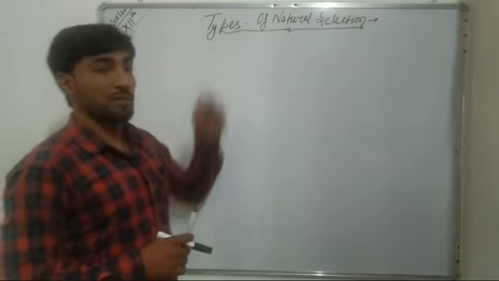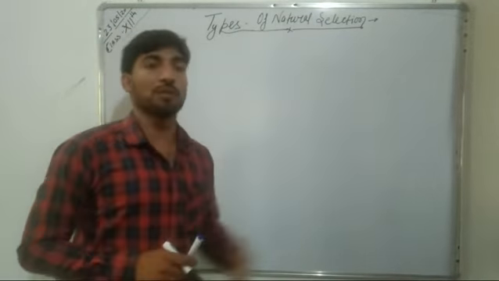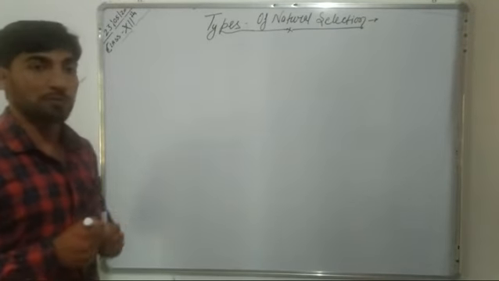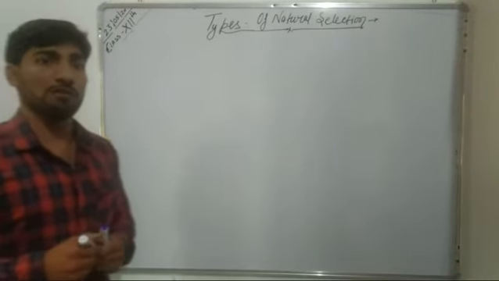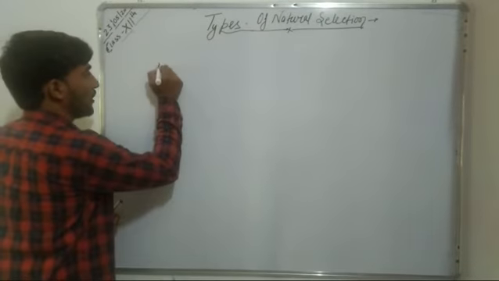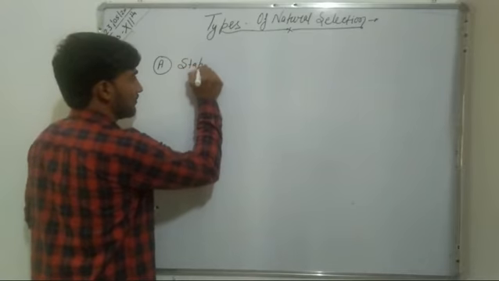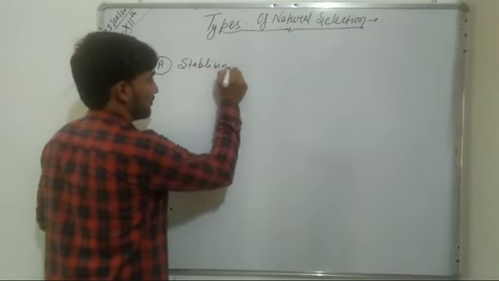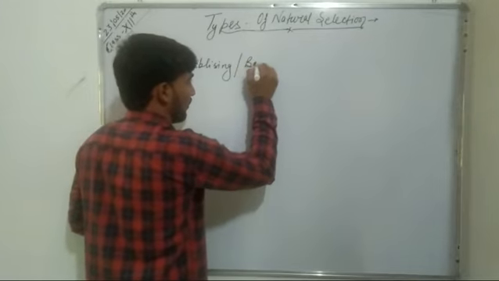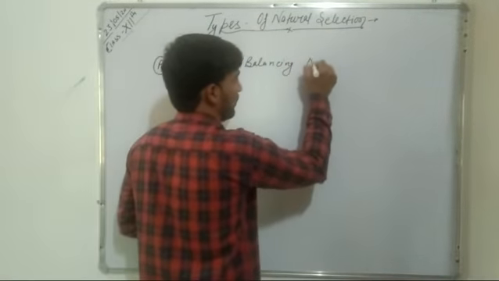We will study in this video the types of natural selection. In the last video we studied the examples of natural selection, and now we'll discuss the types of natural selection. So usually we have three different types of natural selection, in which the first is the stabilizing natural selection or the balancing type of natural selection.